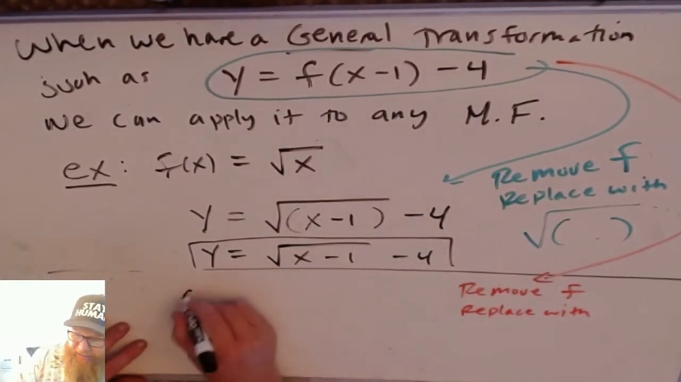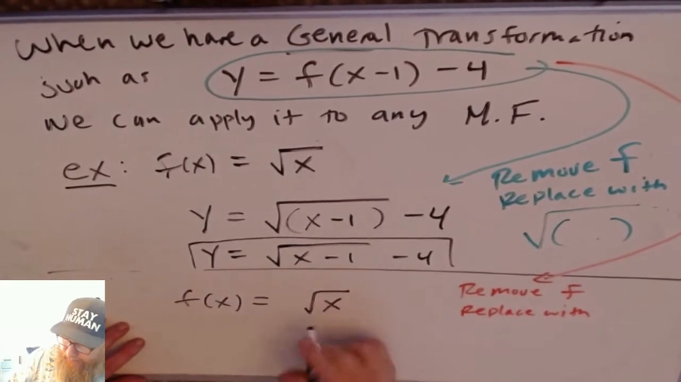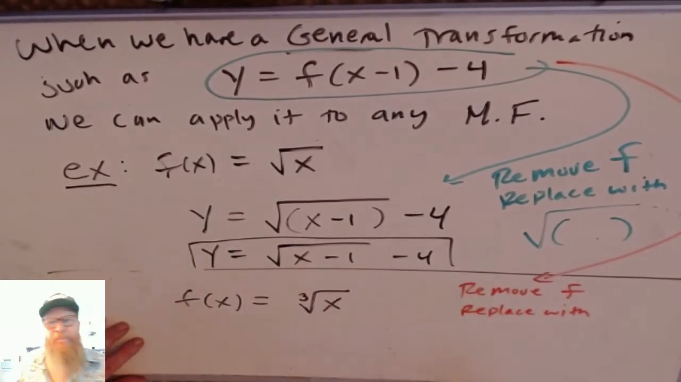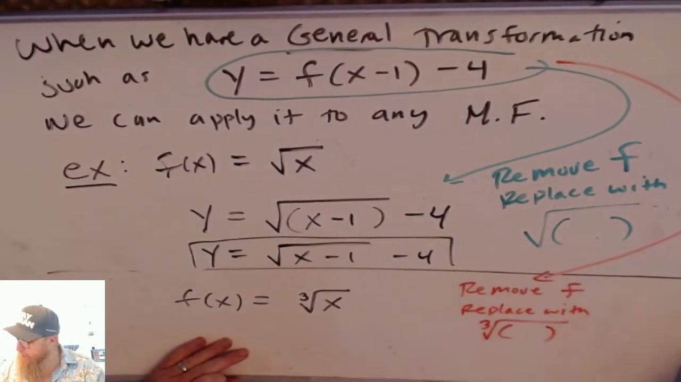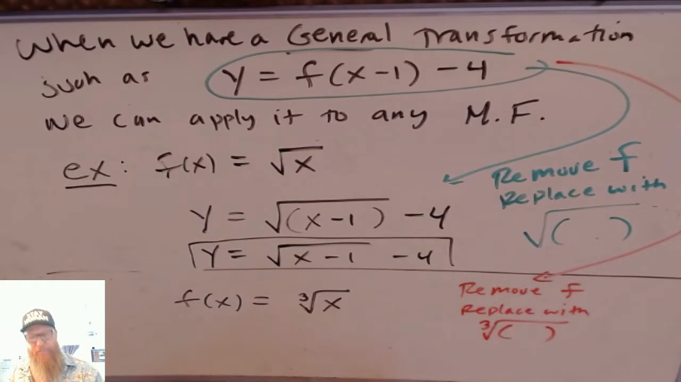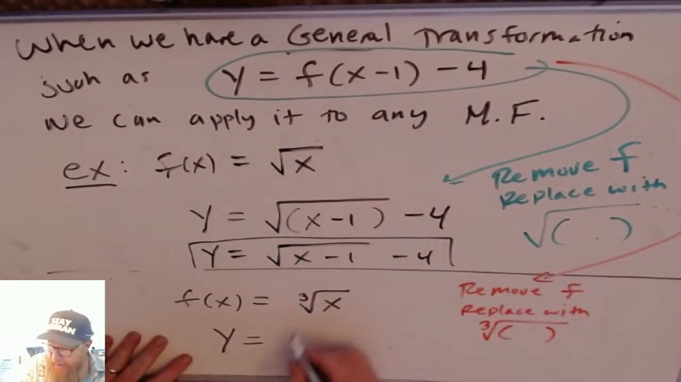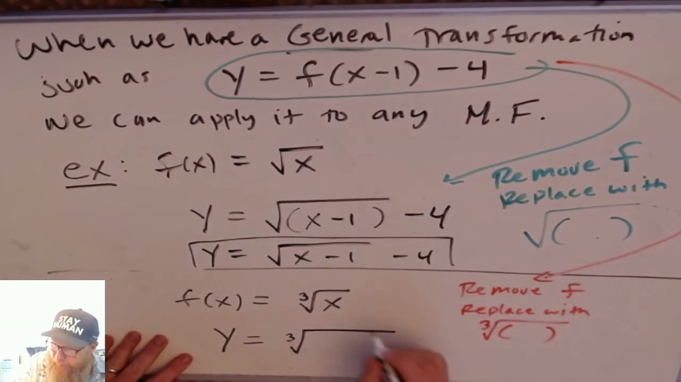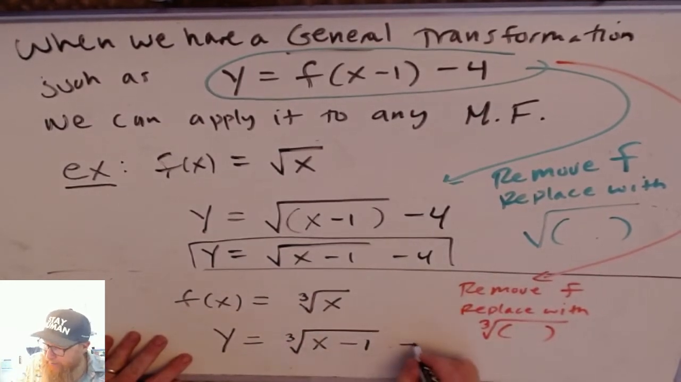If f of x was the cube root of x, remove f and replace with the cube root symbol. So we'd get y equals, remove the f, replace it with the cube root. I'm going to go ahead and get rid of the parentheses now.